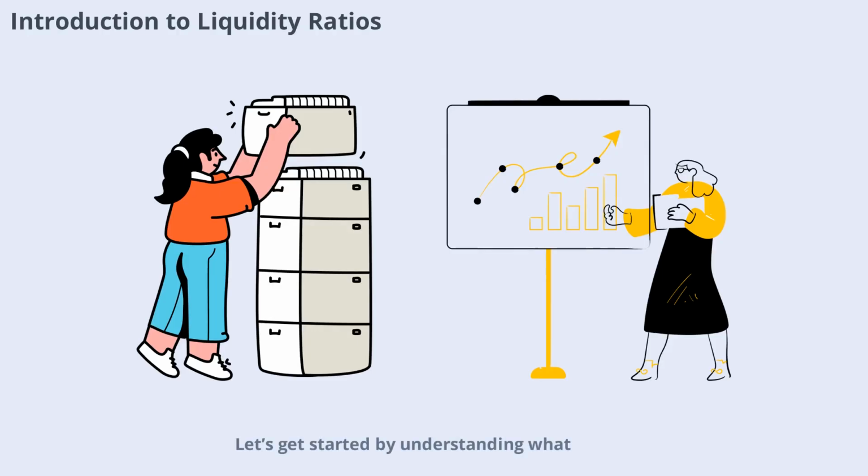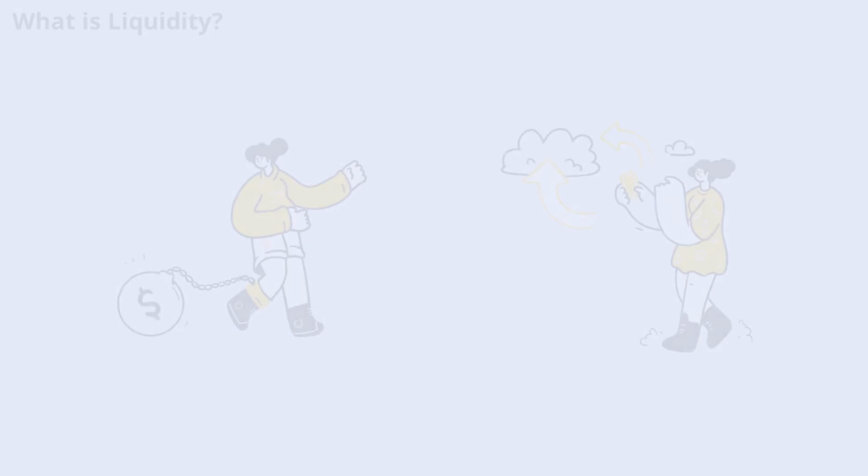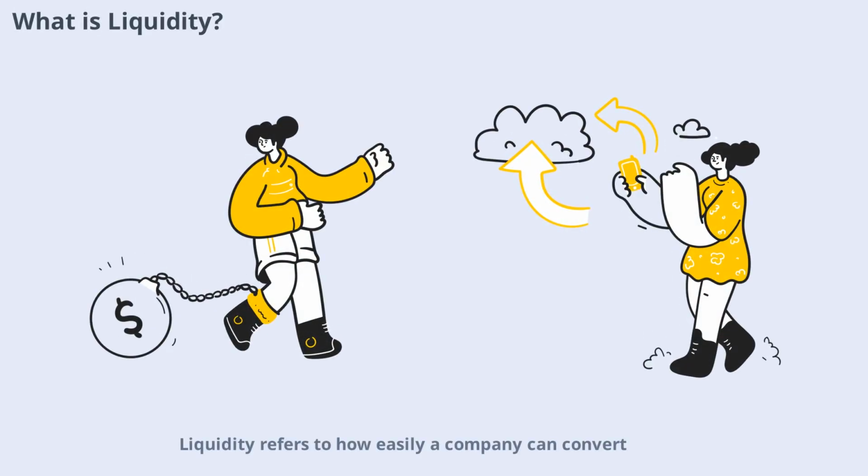Let's get started by understanding what liquidity really means in a business context. Liquidity refers to how easily a company can convert its assets into cash to pay off its short-term debts. In other words, it's about having enough cash or assets that can quickly become cash when bills are due. Companies with high liquidity are better positioned to handle unexpected expenses or downturns. On the flip side, low liquidity can signal trouble, making it hard to pay suppliers or employees on time. Understanding liquidity is the first step in assessing a company's financial stability.